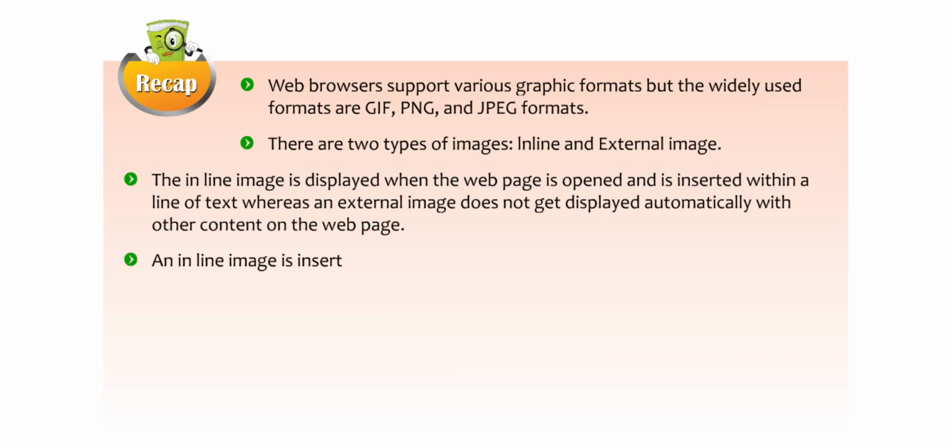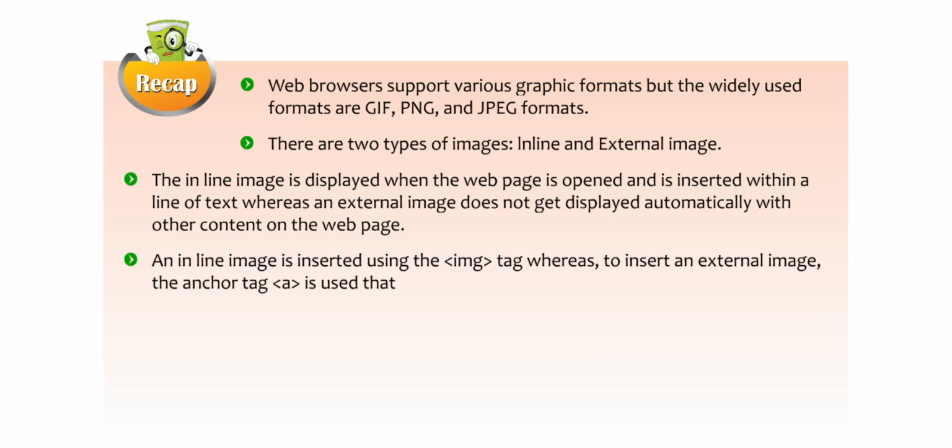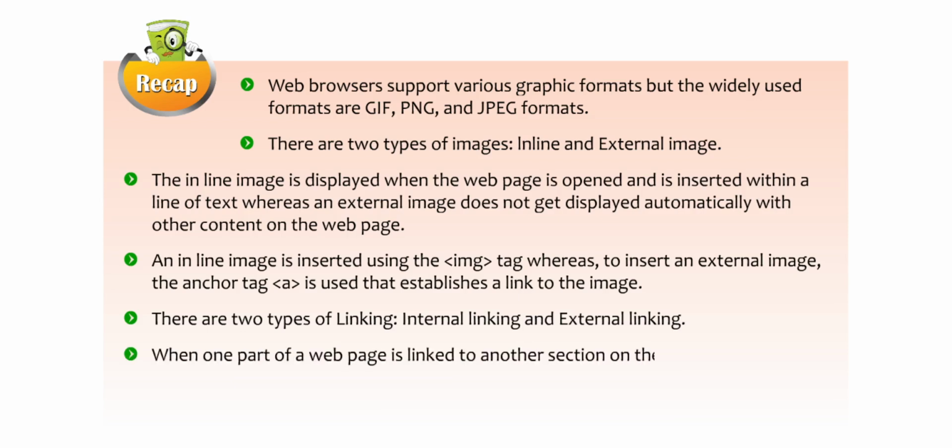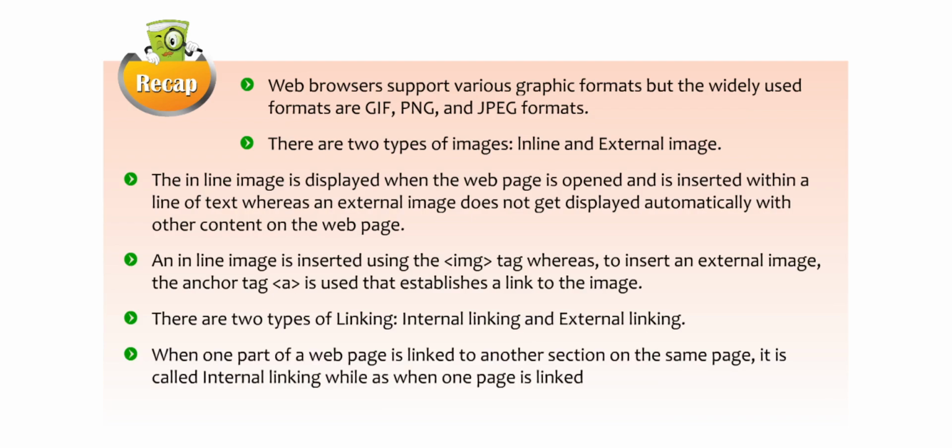An inline image is inserted using the image tag, whereas to insert an external image, the anchor tag A is used that establishes a link to the image. There are two types of linking, internal linking and external linking. When one part of a web page is linked to another section on the same page, it is called internal linking, while when one page is linked to another web page or website, it is called external linking.